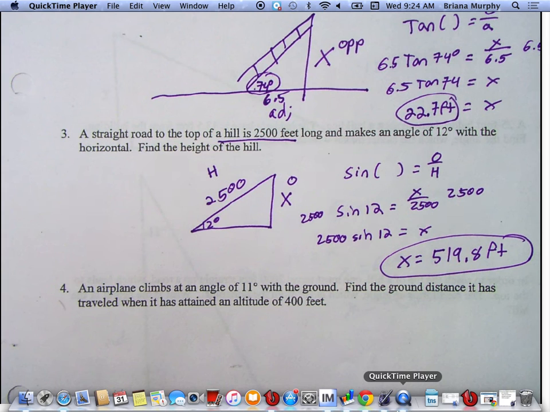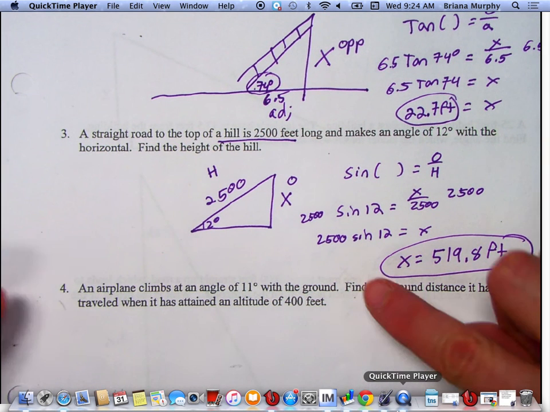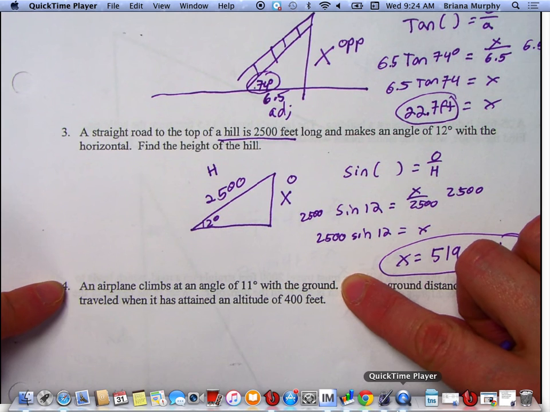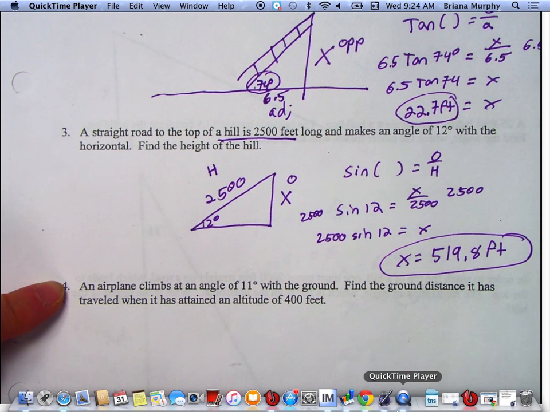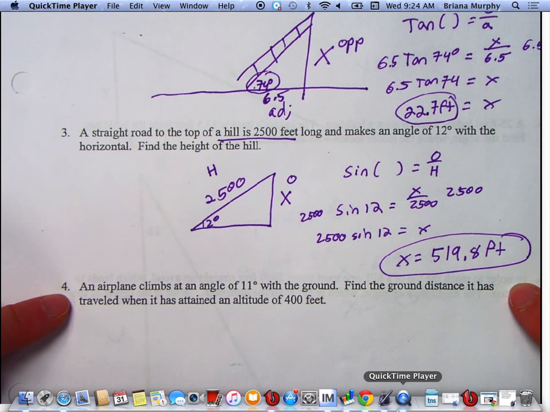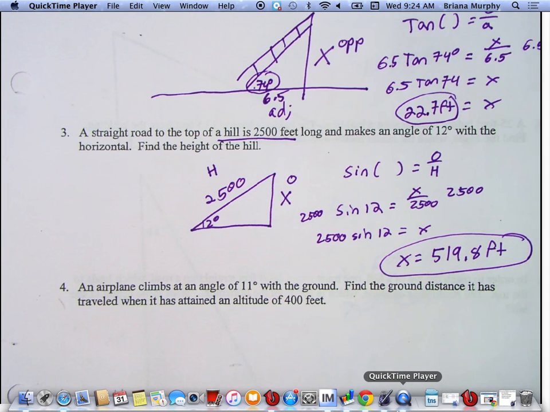An airplane climbs at an angle of 11 degrees with the ground. Let me repeat that sentence because you should draw that in right now. An airplane, so just draw a line as if the airplane's taking off. Okay? An airplane climbs at an angle of 11 degrees with the ground. Find the ground distance it has traveled when it has attained an altitude of 400 feet. Who knows what altitude means? Height. An altitude of 400 feet.